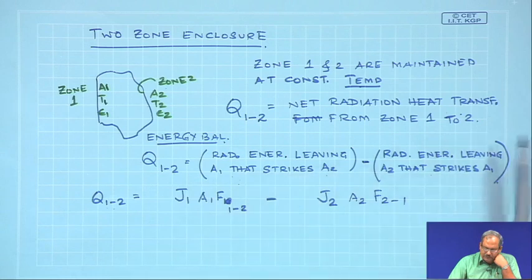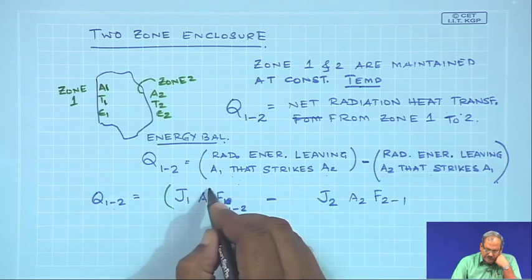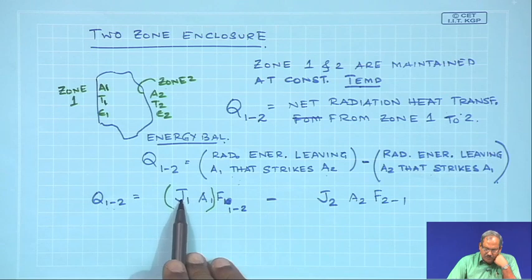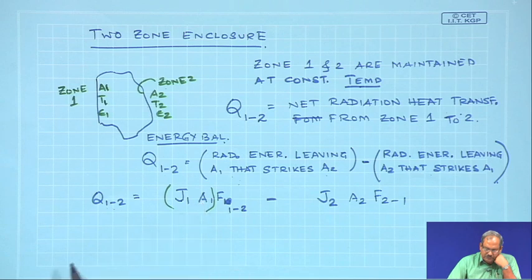The radiation energy which is leaving A 1 is this, which is watt per meter square times meter square. So, this is the total radiation energy which is leaving surface 1. A fraction of that is going to strike 2. What would that fraction be? From the definition of view factor, we know that F 1 2, which is from 1 to 2, would give us the fraction of energy emitted by 1 that strikes 2. So, the amount of energy is J 1 A 1, and the fraction that strikes 2 is J 1 A 1 times F 1 2.